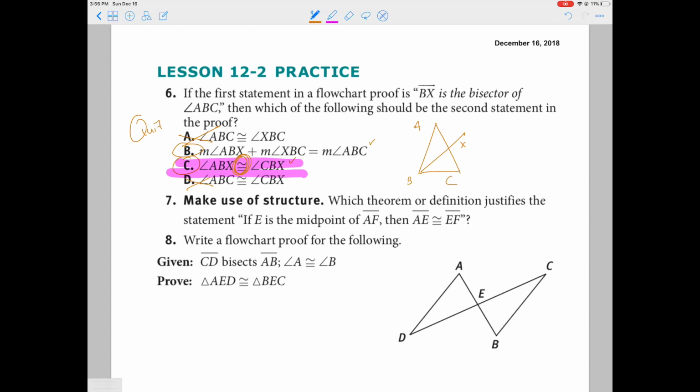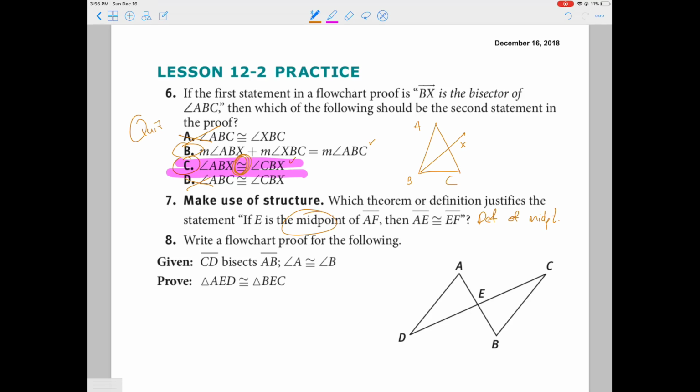Answer C. 7. Which theorem or definition justifies the statement, if E is the midpoint of AF, then AE is congruent to EF? So this one's kind of a weird one. We see a vocab word, so again, this is going to be the definition of midpoint. So you might have been thinking a bit more complicated than that, but it is just the definition of the word that they used.